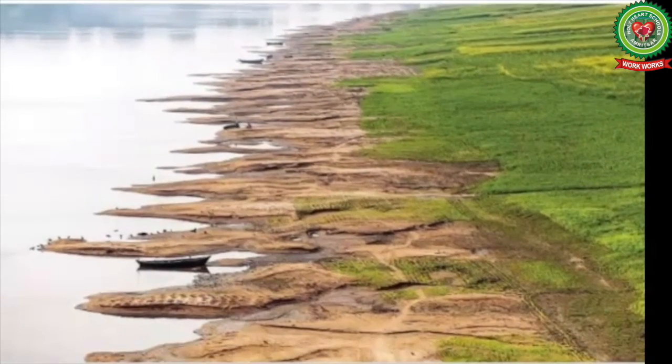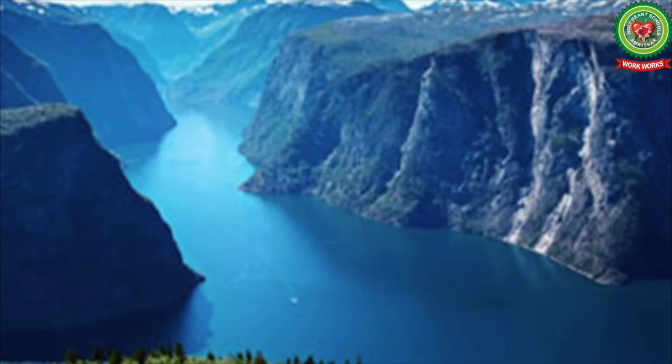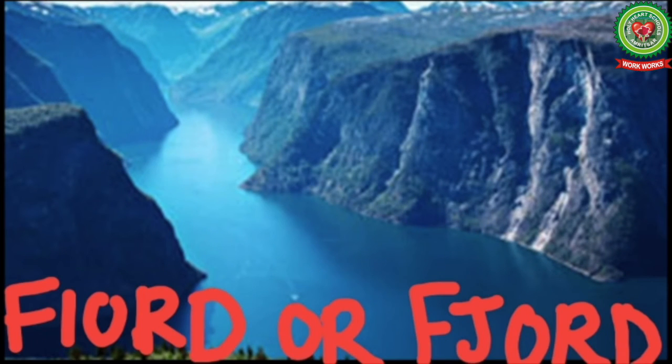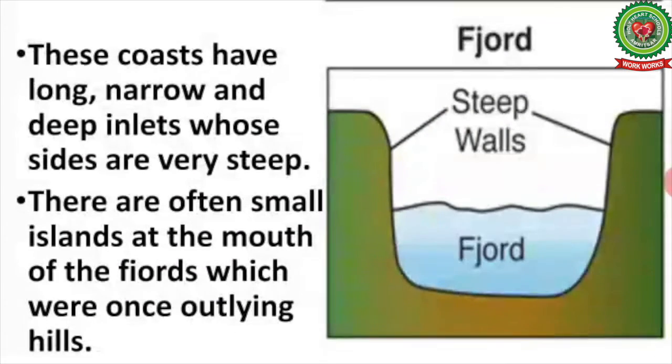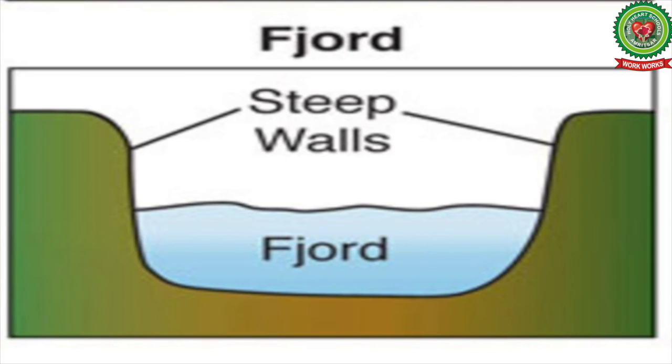There are several types of submerged upland coast. The first is fjord coast. Fjord coasts have been formed due to partial submergence of a glaciated area of high relief. These coasts have long, narrow and deep inlets whose sides are very steep, as you can see in this given picture. There are often small islands at the mouth of the fjords which were once outlying hills.